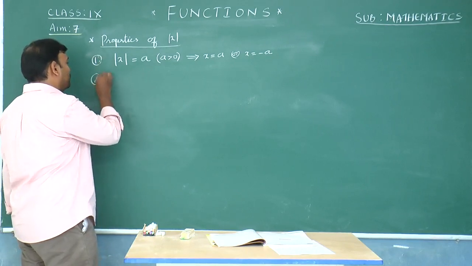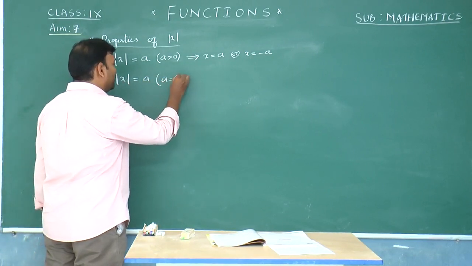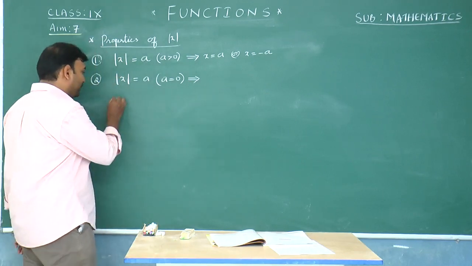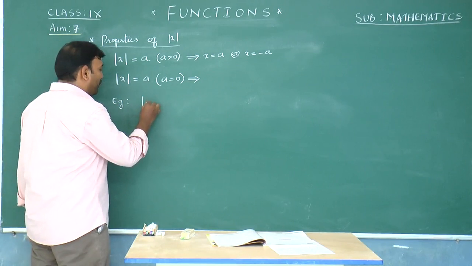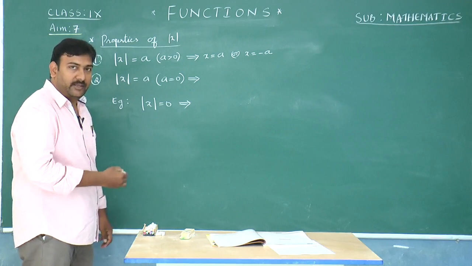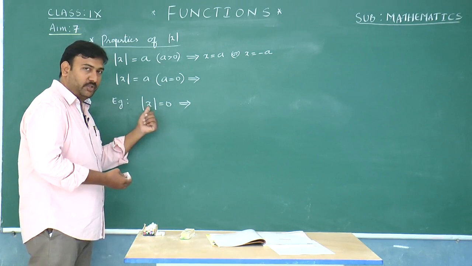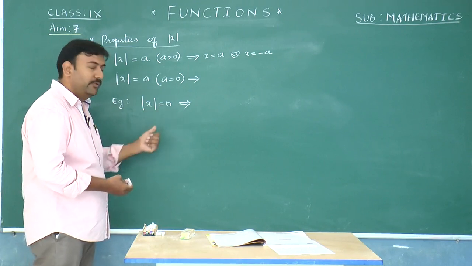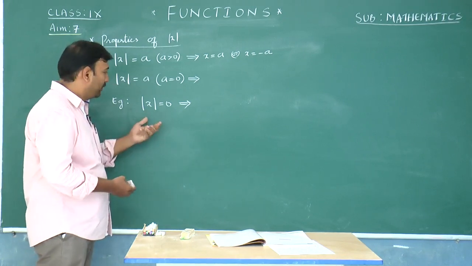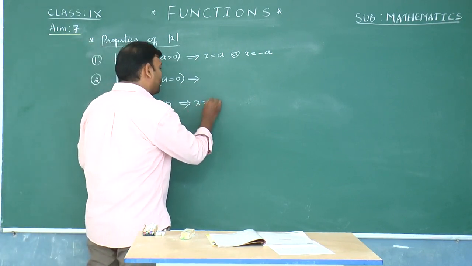So property number 2: the absolute value of x is equal to a, where a is equal to 0. In this case, what are the solutions for the equation? Let us go with an example. Suppose that mod x is equal to 0. What are the values of x which satisfy the equation? The only number which satisfies the equation is 0, because 0 is neither positive nor negative. You need not consider plus 0 and minus 0. It's 0 itself. So the only solution for this equation is x equal to 0.